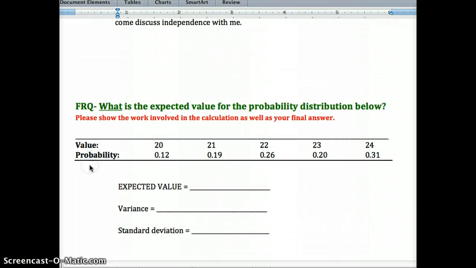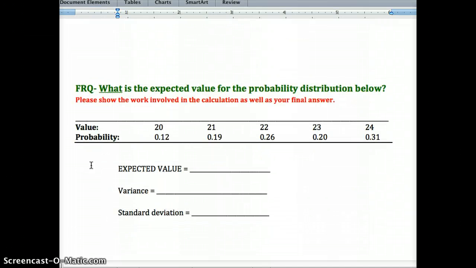Okay, here's your multiple choice question. I misspoke, your free response question. So here's a probability distribution. I would like you to find the expected value, the variance, and the standard deviation, just like I did above. So show the work as I did before by just writing out the terms that got you to that answer. So go ahead and pause this, calculate that, and submit your answer. Type up your answer for the free response question now.